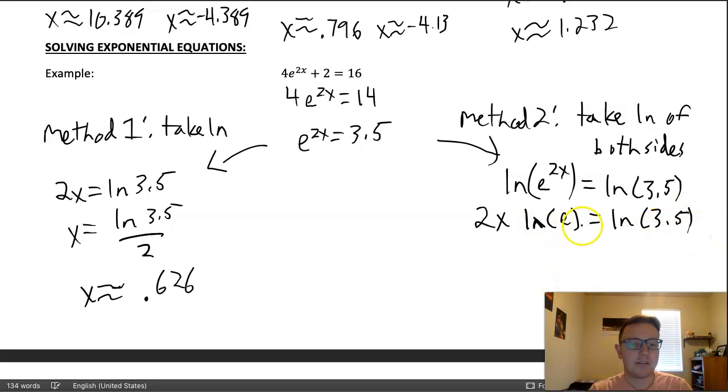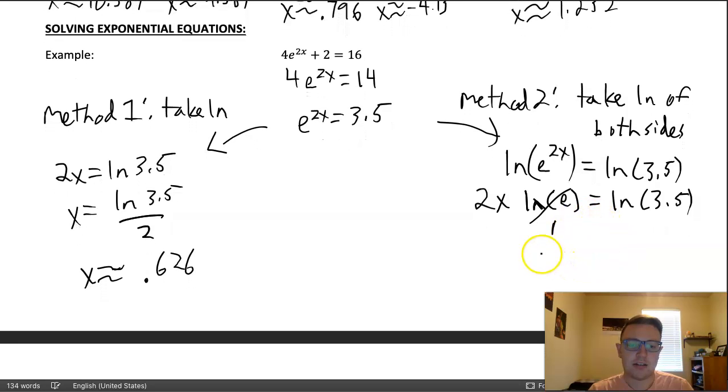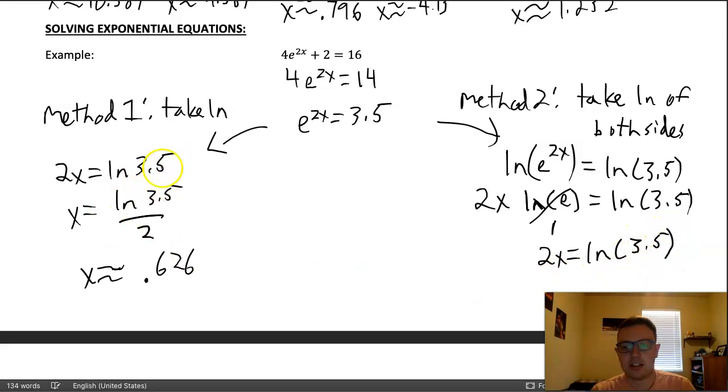And what's the natural log of e? Remember, this is log base e of e. So this is asking us, e raised to what power gives us e? That's just 1. So this simplifies down to 2x is equal to the natural log of 3.5, which is just what we got the other way, and we can see that that'll get us to the same answer.